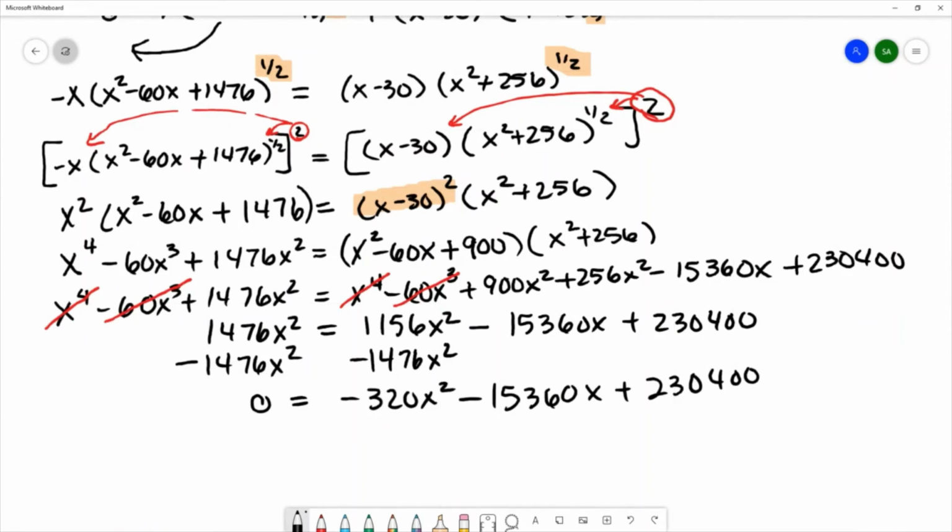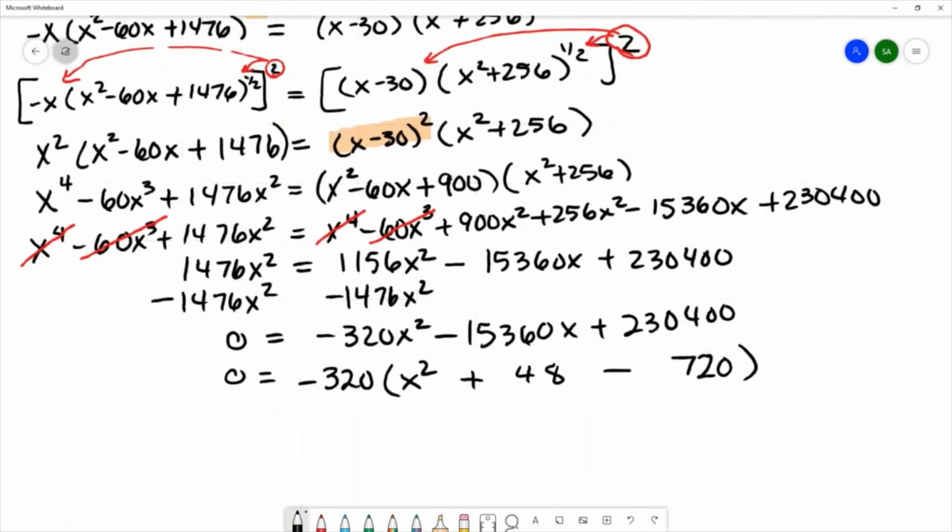I am going to try to solve this by factoring the greatest common factor first. Okay, so all of these are divisible by 320, so I'm going to factor out a negative 320. That leaves me with x squared. 320 into 230,400 is 720. And then into 15,360, we get 48. And since I factored out a negative, that changes these signs. And we'll try to factor some more.